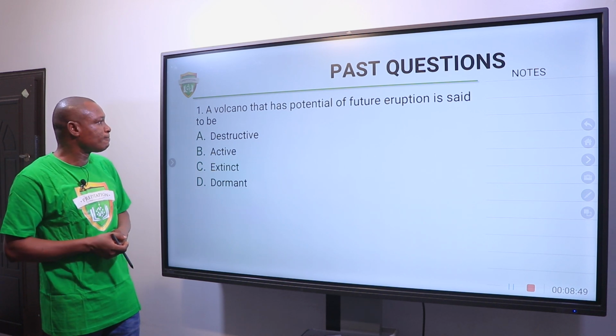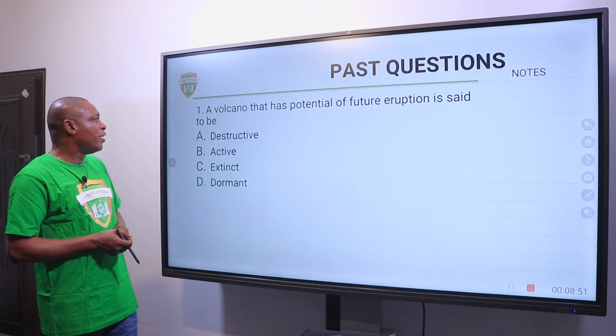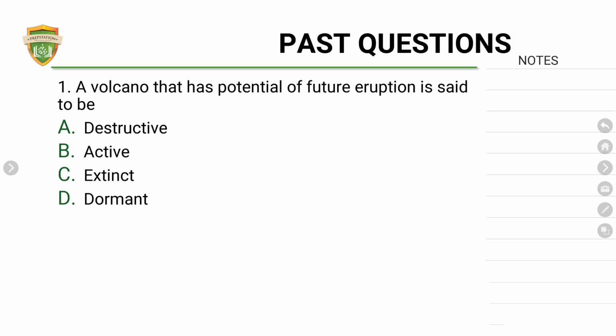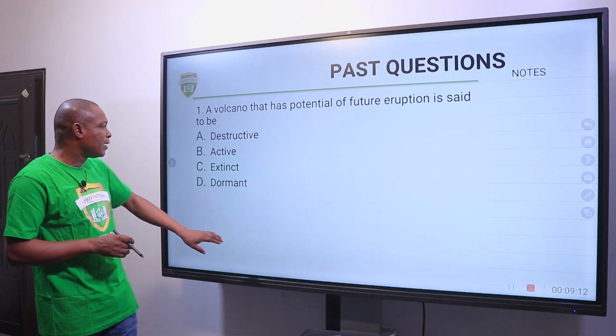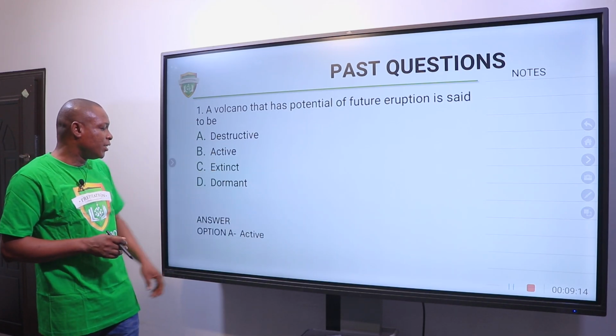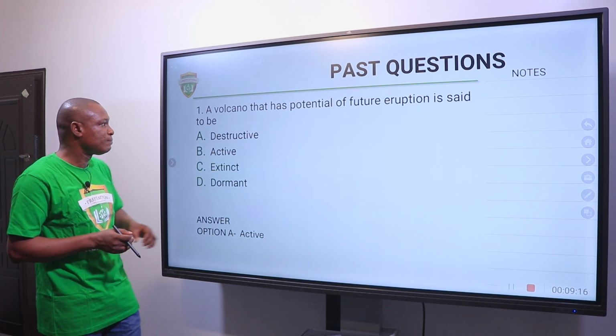Past questions. Number one, a volcano that has potential of future eruption is said to be A, destructive, B, active, C, extinct, D, dormant. We have to contemplate our answer between B, C, and D. So the right answer is D, which is dormant volcano.